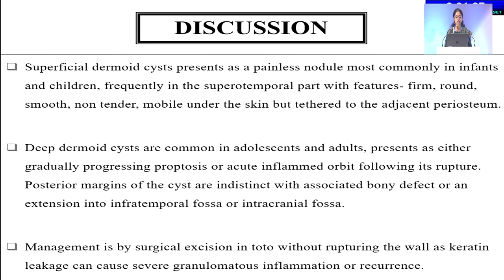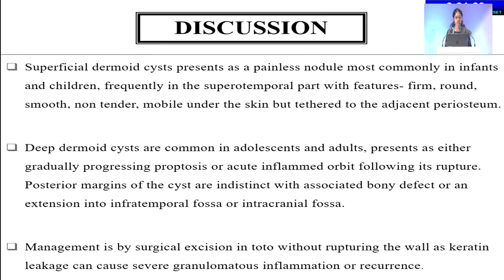Superficial dermoid cysts present as a painless nodule, mostly in infants and children, frequently in the superotemporal part, with features as seen in this case. Deep dermoid cysts are common in adolescents and adults and present as gradually progressing proptosis or acute inflamed orbit following rupture or infection. Posterior margins of the cyst could be indistinct with associated bony defect or an extension into the intracranial and infratemporal fossa.